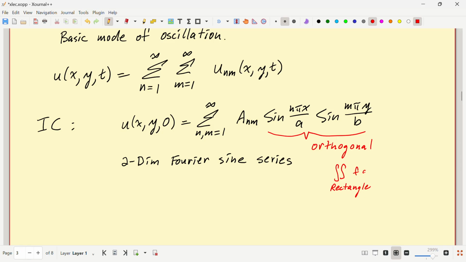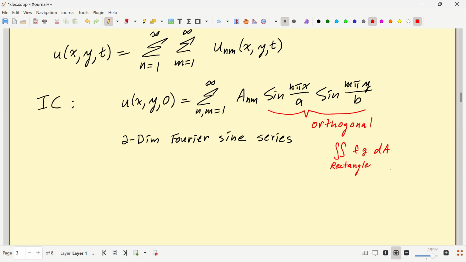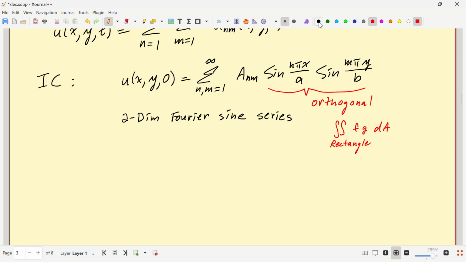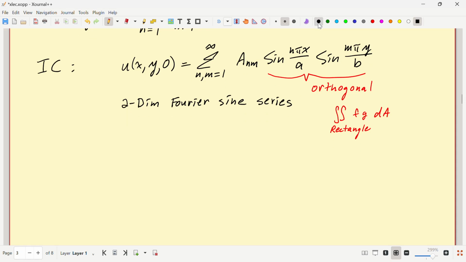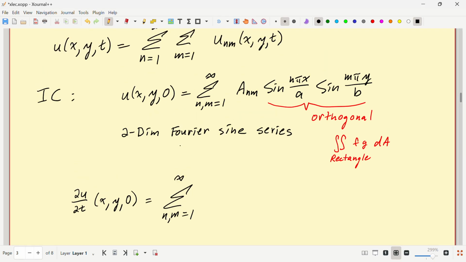F times G, the area. And so you can determine the coefficients just like we would for the string problem. And then when you do the other problem, let's see, the other problem is du dt at x, y, comma 0. Then you get the same kind of sum.